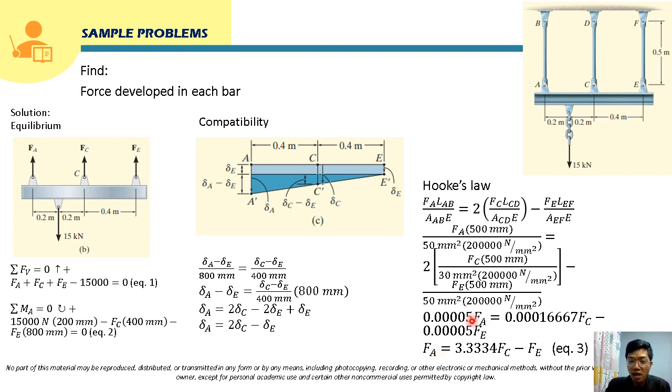Solving for FA here, class, just divide both sides by 0.00005, so we can solve for FA. This will become 3.3334 FC minus FE. And this will now be our third equation. Here, class, we already have three equations: equation 1, equation 2, and equation 3. We can use these equations to solve for the three unknowns FA, FC, and FE, so we are going to solve these three equations simultaneously.